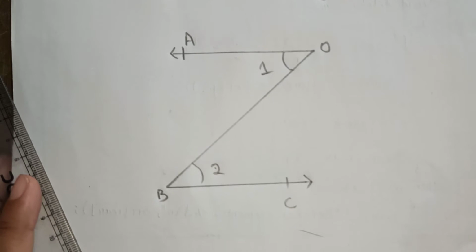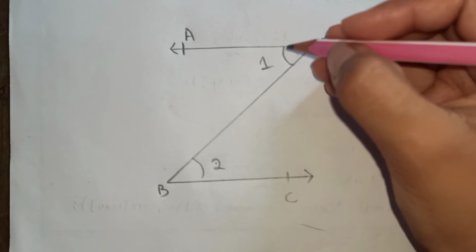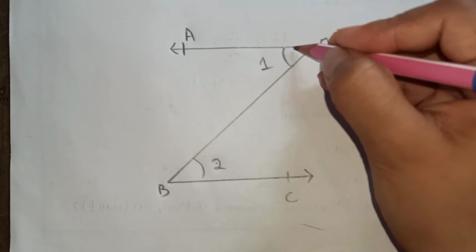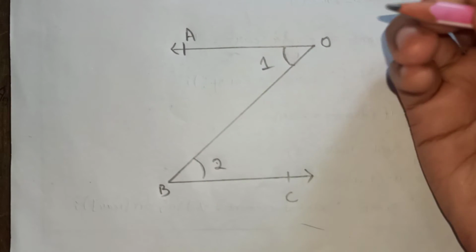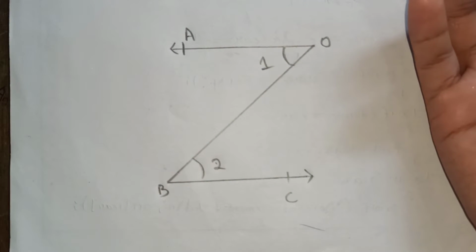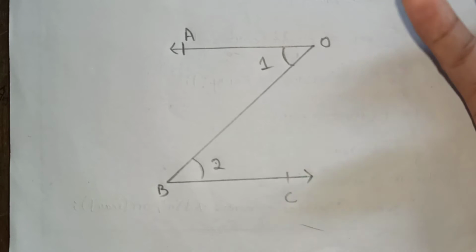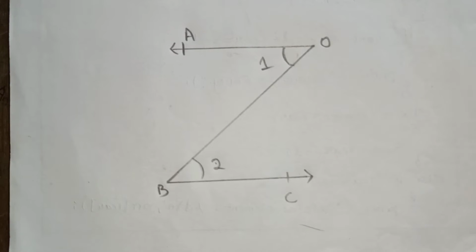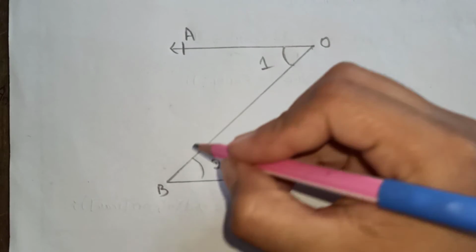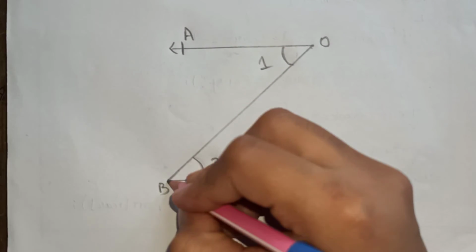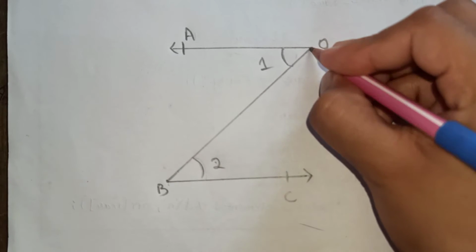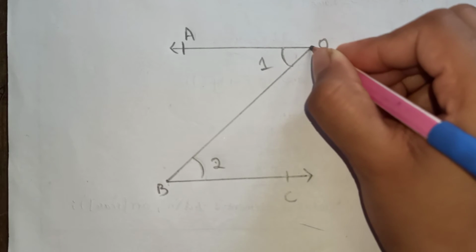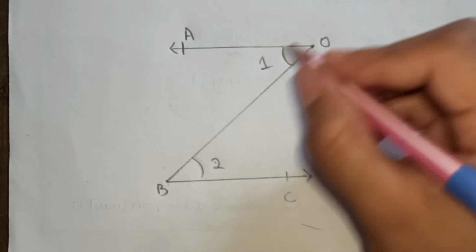Now look into this diagram. If I ask you that angle 1, this angle, and this angle 2, are these two angles adjacent angles? So what will be your answer? No, they are not adjacent angles. Now why? Because these two angles do not have a common vertex. The vertex of angle 2 is B and the vertex of angle 1 is O. So they do not have a common vertex.